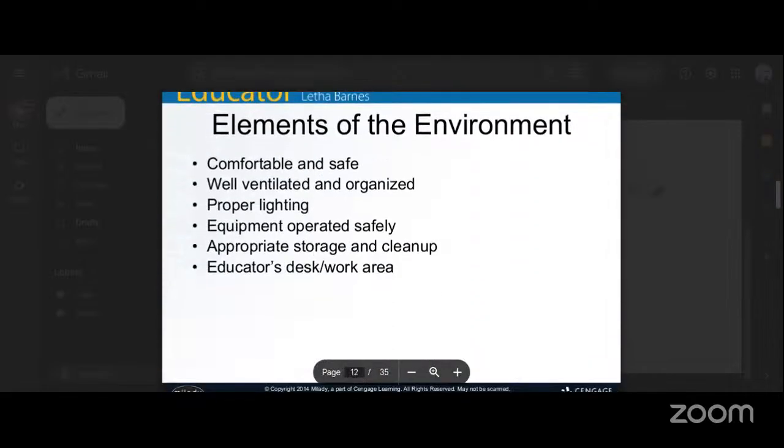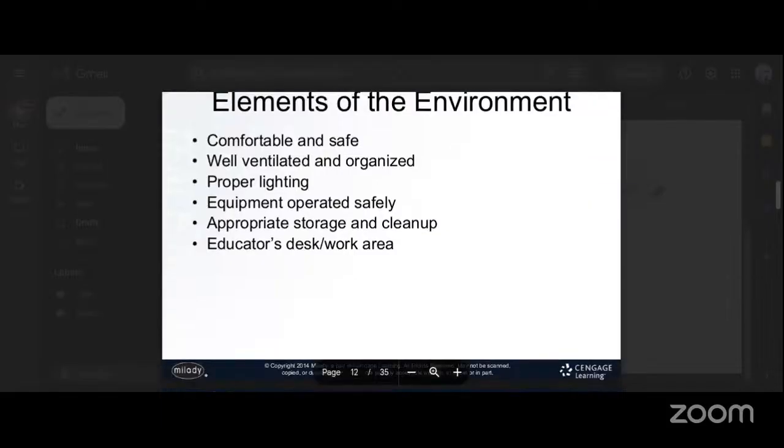Here's the elements of the environment. You want the environment comfortable and safe. You want it well ventilated and organized. Proper lighting, equipment operated safely, appropriate storage and cleanup, and educators' best work area. Those areas, those environments, that atmosphere needs to be where you're going to be the majority of the time. When you're at work, that's your space.